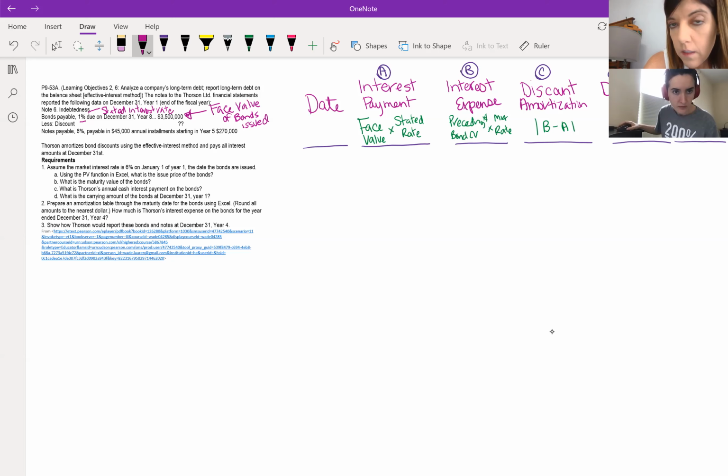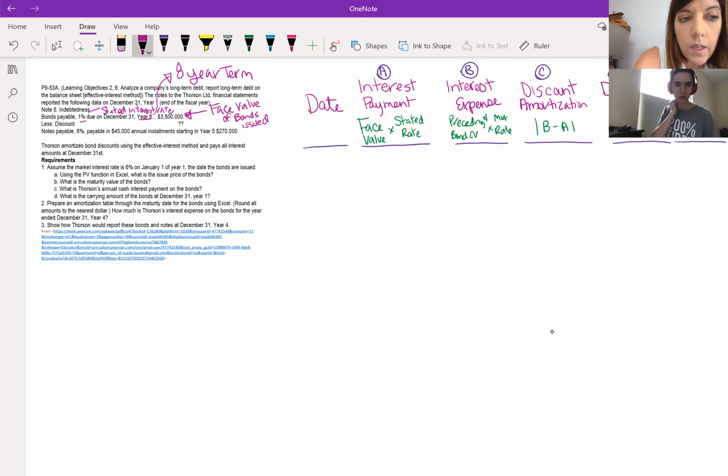Year 8 is the term. So the term of the bonds is 8 years. So the bonds mature in 8 years. They gave you a discount, right? But they don't tell us what the amount is. So we don't know what the bond carrying value is at this point in time at the end of year 1. Then they give you notes payable.